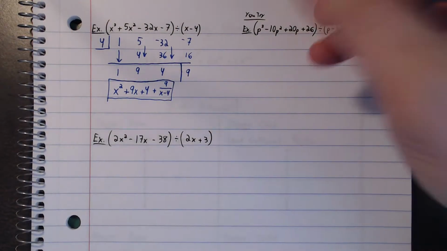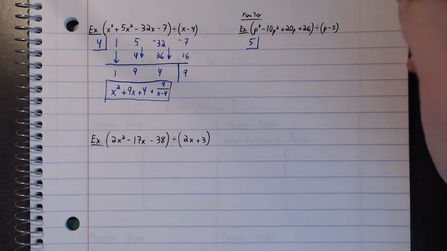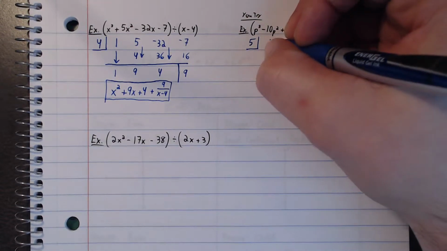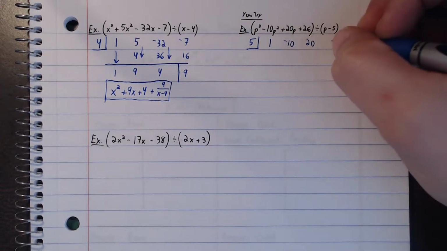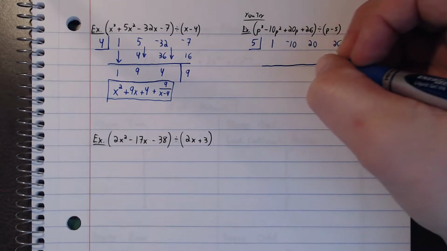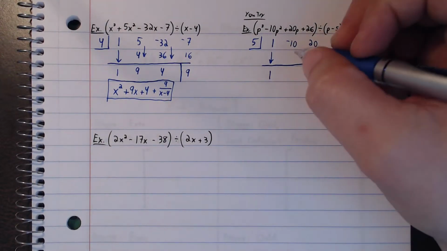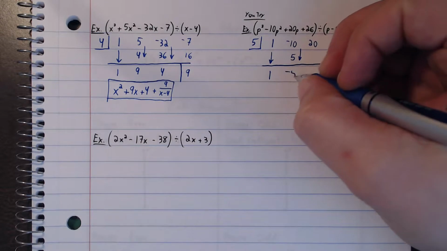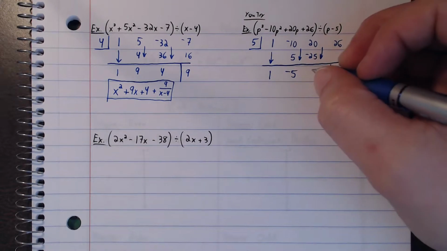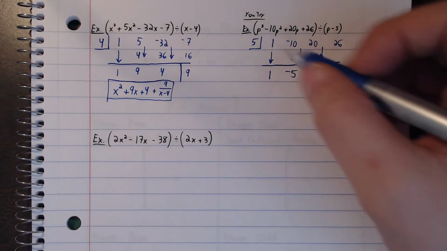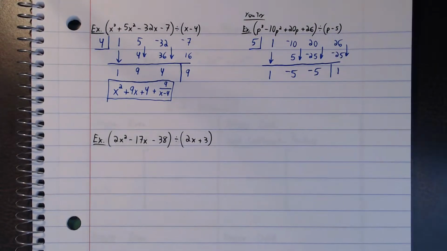Alright, let's see how you did with this. We want opposite, so we want +5. Here we have p to the 1st would be 1, p to the 2nd is -10, p would be 20, and our constant 26. Five times 1 gives us 5. Add straight down, we get -5. 5 times -5 is -25. Add straight down, we get -5. 5 times -5 is -25. Add straight down, we get 1.